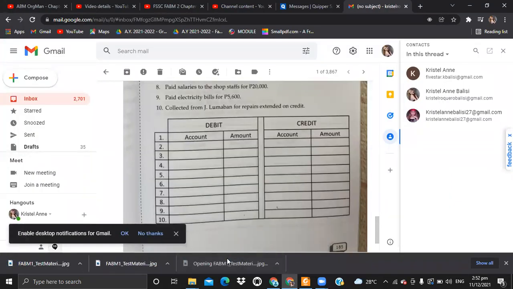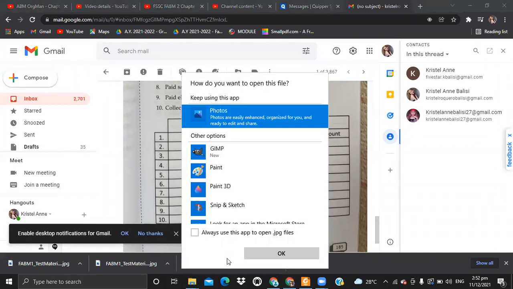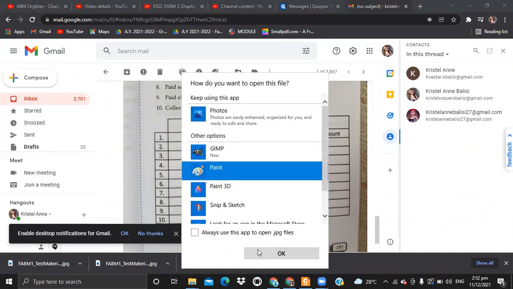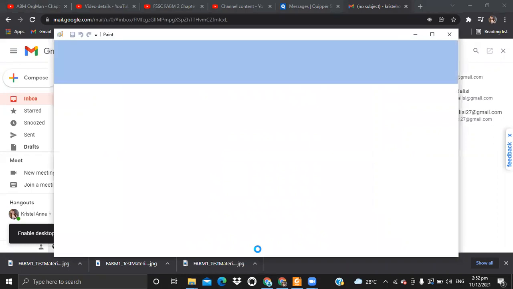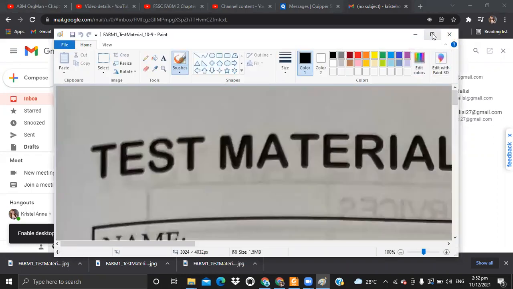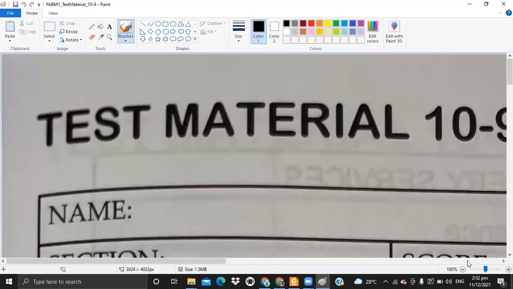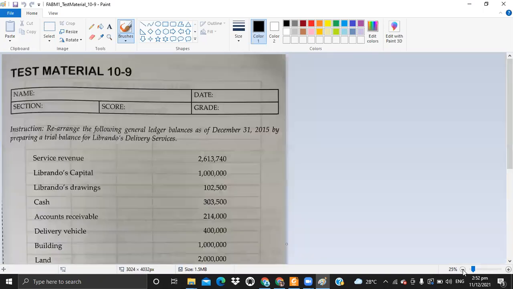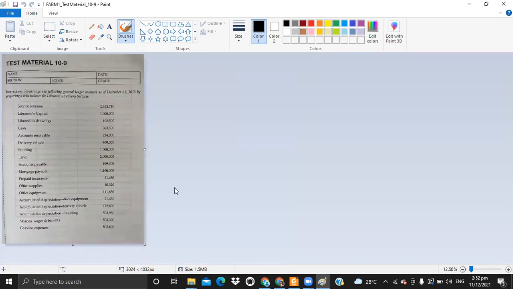Okay. Okay, can you see my screen? Can you see the picture? Do you see it? Okay, here. So this one activity is individual.